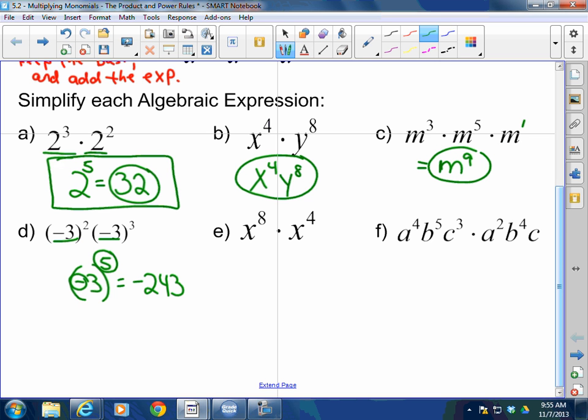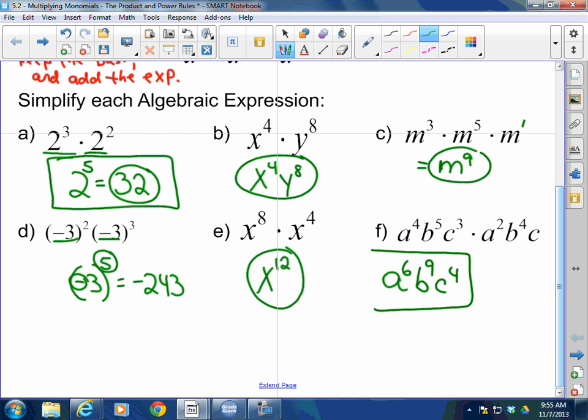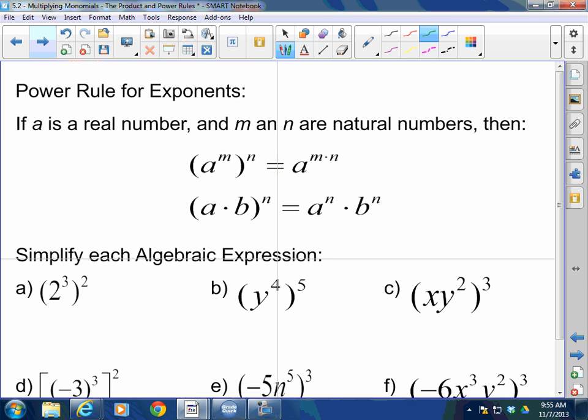X to the 8th times x to the 8th. That's x to the 16th. Same base, add the exponents. A to the 4th, b to the 5th, c to the 3rd times a squared, b to the 4th, c. There you go: a to the 6th, b to the 9th, c to the 4th. Excellent job, well done. Does that make sense? All right, cool beans.